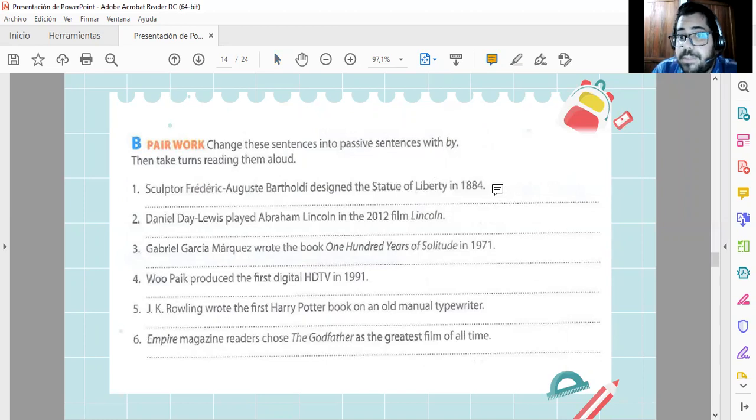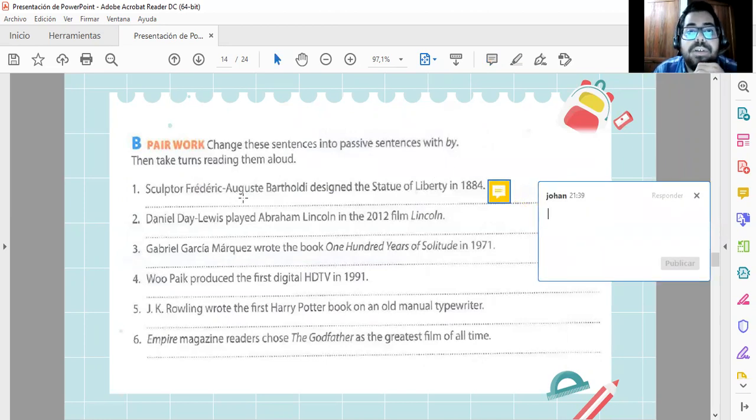I'm gonna help you with the first one, okay? According to this guy, it says the sculptor designed the Statue of Liberty in 1884. Okay, teacher, first of all, for the passive voice, we need the object, the receiver. Remember, to know the object or the receiver, we ask what to the verb. What did they design? Well, guys, what is designed? The Statue of Liberty. So this is the object, the Statue of Liberty.